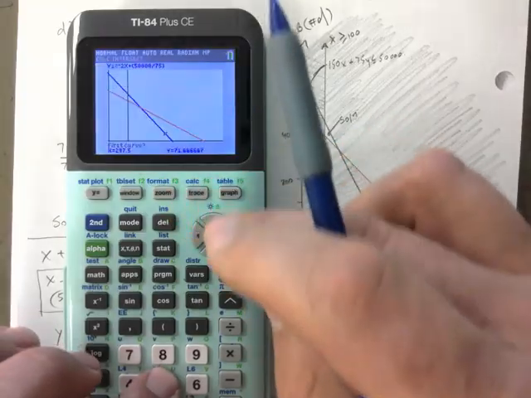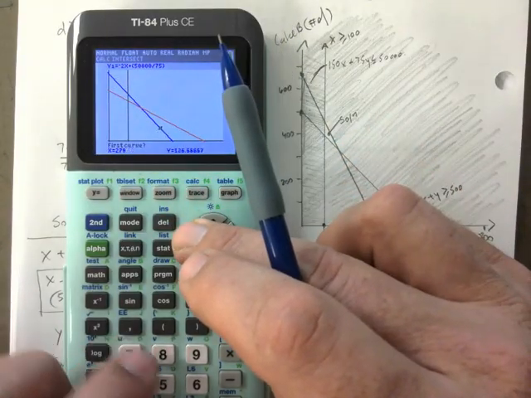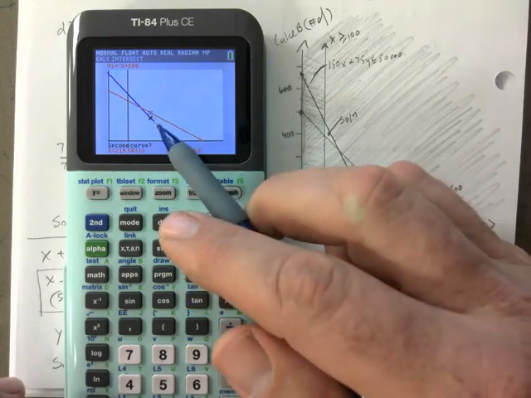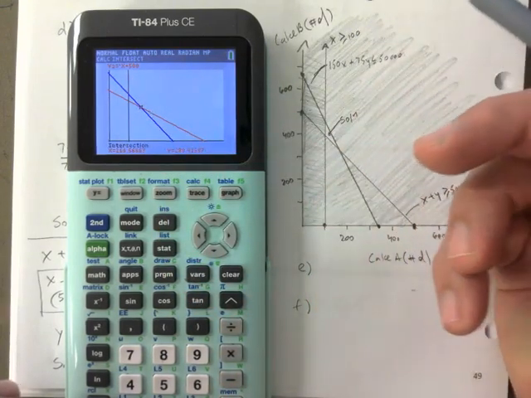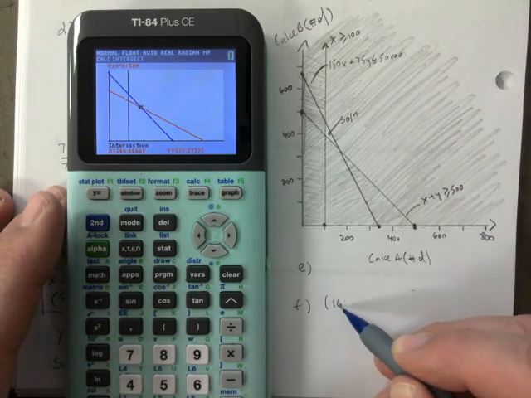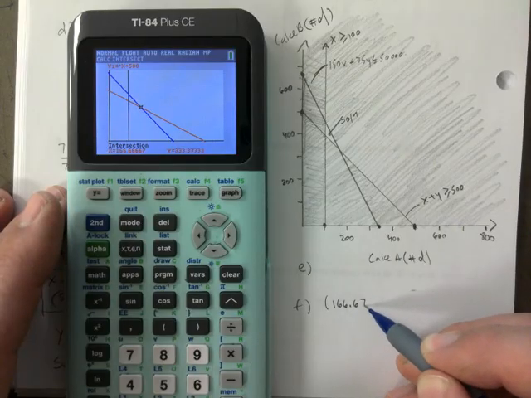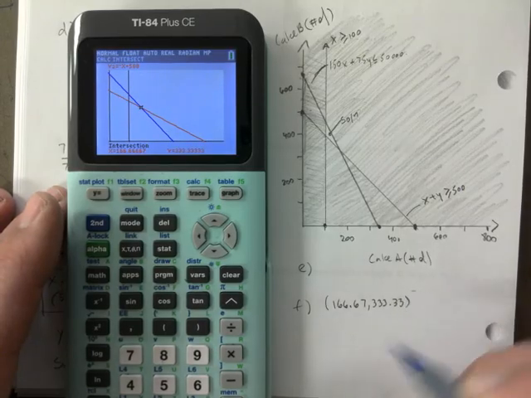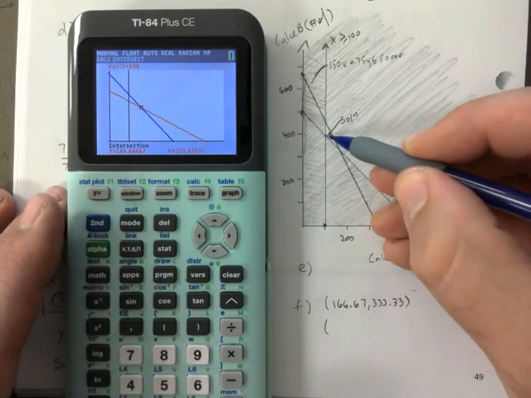So second trace 5. And you got to make sure you select a point on the blue line and on the red line. In my case, it jumps to the red line right away. So there is the first one. That would be 166.67, 333.33, okay? Next, we're going to find this one here.